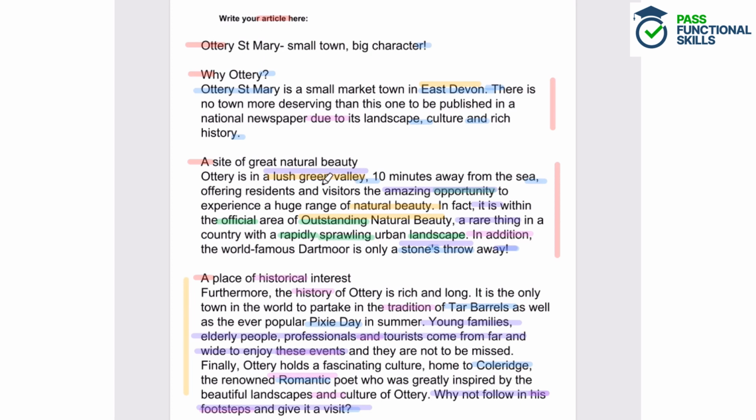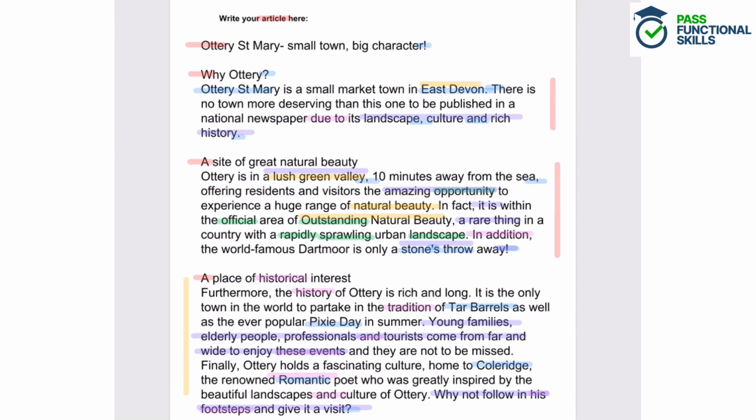Finally, we have some rule of three that's been used, so landscape, culture and rich history. And whenever we're using rule of three, this makes things more memorable to the reader. And we've got three positive things here that make the area seem like it's got a lot to offer. So try to include some persuasive techniques like these ones whenever you're trying to persuade your readers.